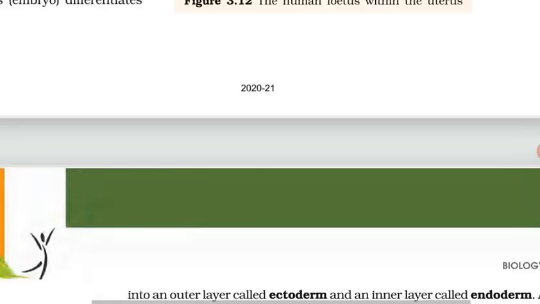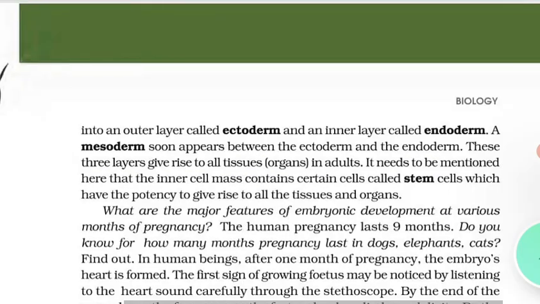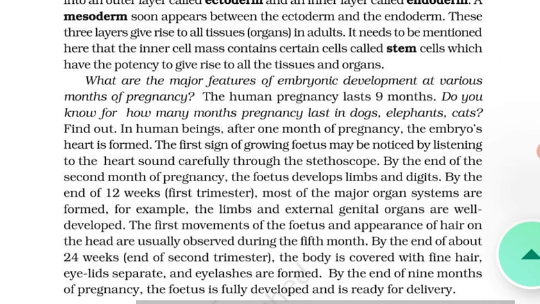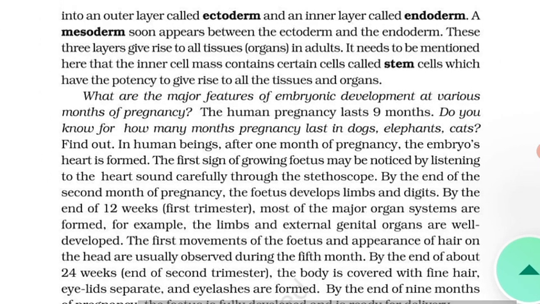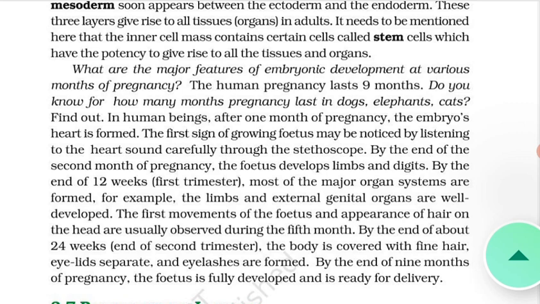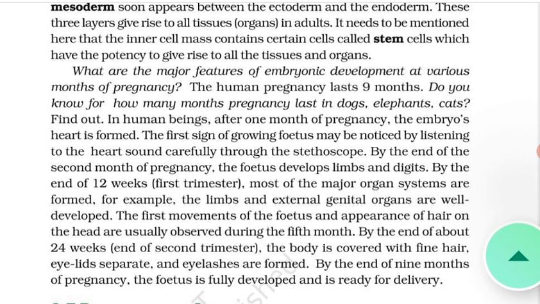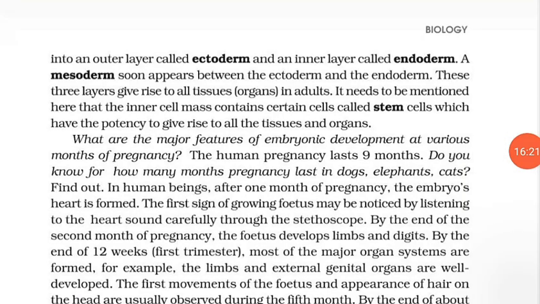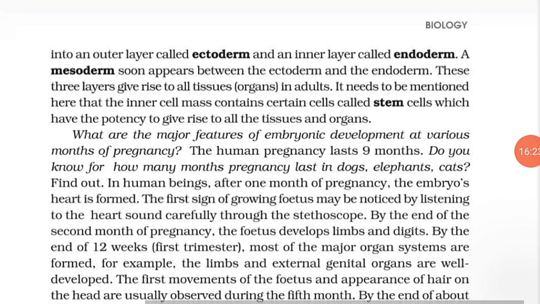Embryo heart is formed. The first sign of growing fetus may be noticed by listening to the heart sound carefully through the stethoscope. Clear है? समझे? Again I am repeating it. The first sign of growing fetus may be noticed by listening to the heart sound carefully through the stethoscope. In human being, after 1 month of pregnancy, the embryo's heart is formed.